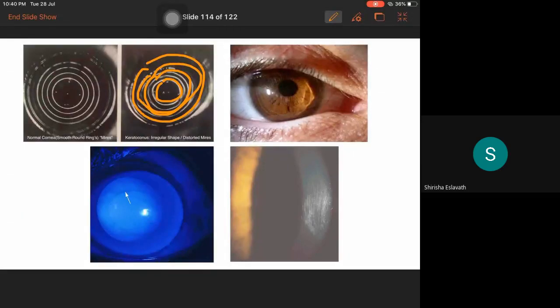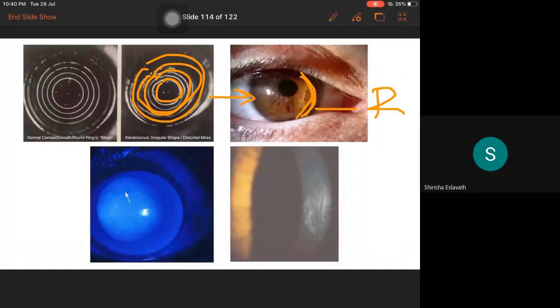This is the Rizzuti sign. What is Rizzuti sign? When you throw a light from the temporal aspect, you can make out the conical shape of the cornea on the nasal side. This is known as the Rizzuti sign.